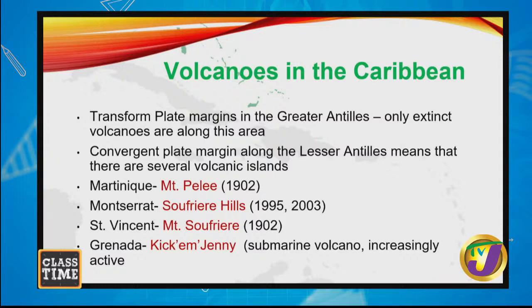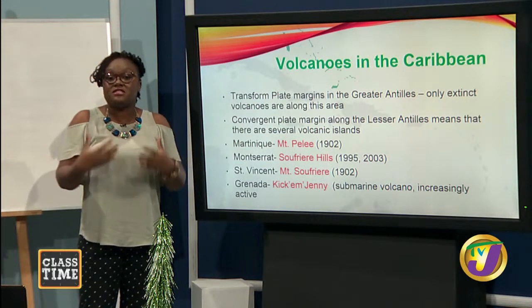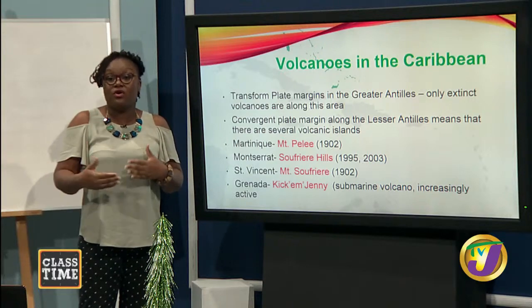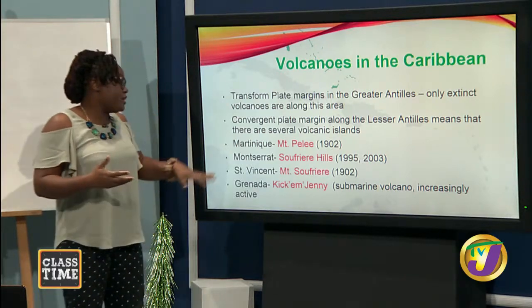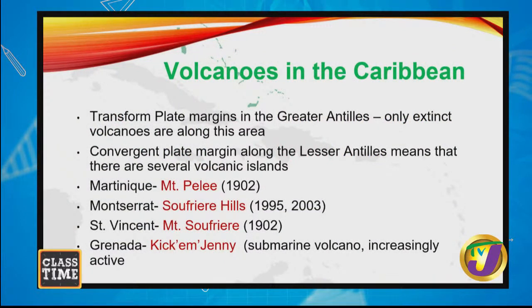All right, so we have Martinique, and that one is called Mount Pelee, and that erupted in 1902. Montserrat, which is very, very active, Soufriere Hills, erupted in 1995 and then 2003, and an entire section of the island, including the capital, Plymouth, had to be evacuated, and nobody lives there because of the activities that took place there. And that volcano is a very, very active one. And then we have St. Vincent, Mount Soufriere, which also erupted in 1902. And I think that this one gave rise to Mount Pelee.